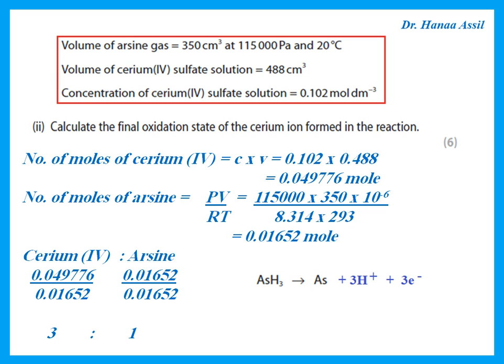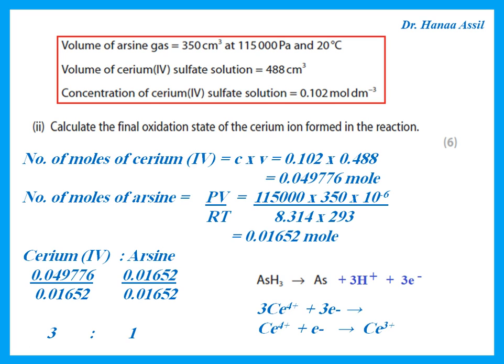And that means if I have this, the cerium is 3 to 1. That means I have 3 of the cerium taking the 3 electrons that were given by the AsH3. And that means that each cerium actually gained only 1 electron. And that means that my final oxidation number of cerium is plus 3.